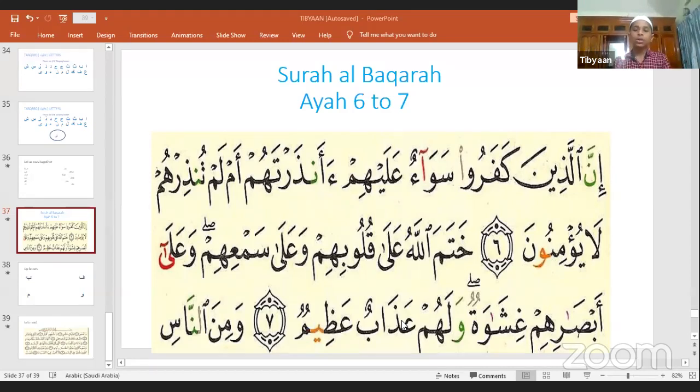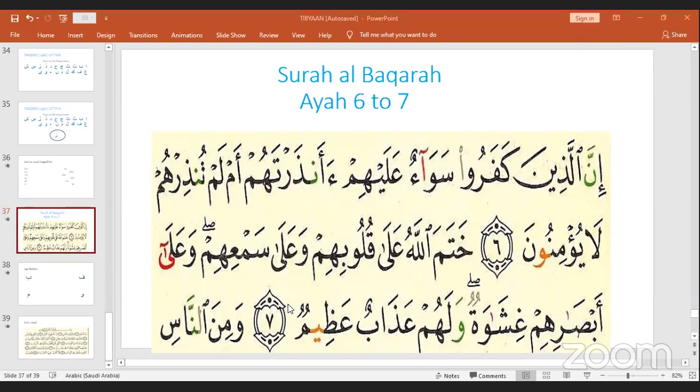Wa akhiru da'wana anil hamdulillahi rabbil alameen. So for the next class on Tuesday, you can learn these two ayahs by heart. Then you can recite it to me on Tuesday.